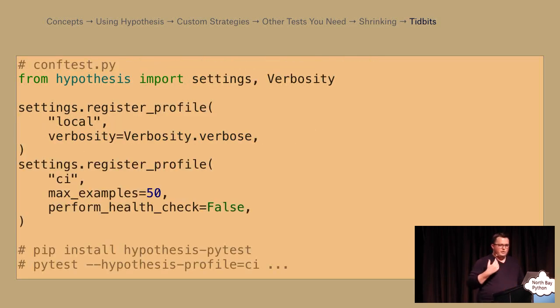You can also, if you're using PyTest, register profiles of different settings in your conftest.py file, and then select one at the command line if you install the Hypothesis PyTest plugin.